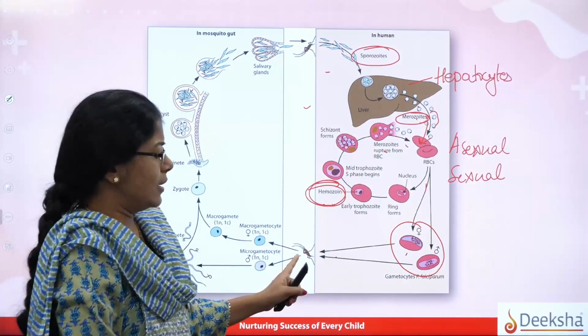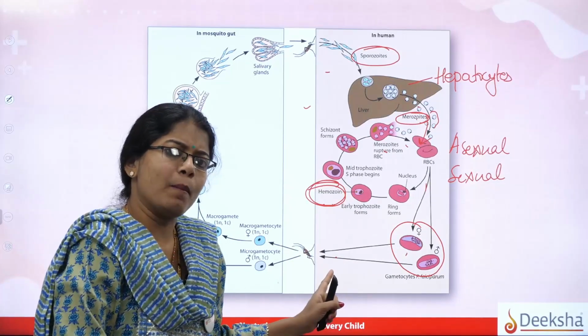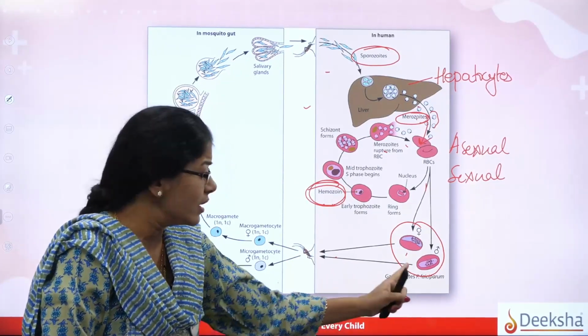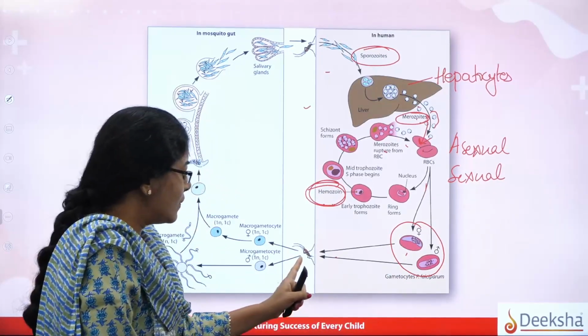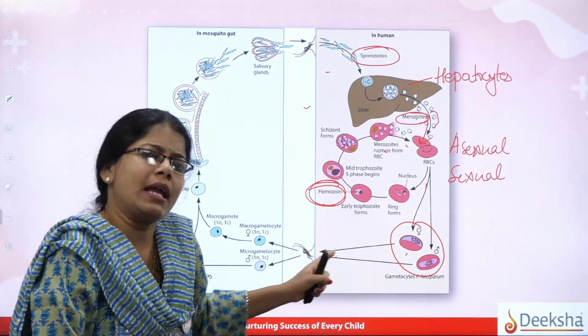So slowly, when the next female Anopheles mosquito comes and bites the human having the gametes, definitely this mosquito is going to take in the gametes.